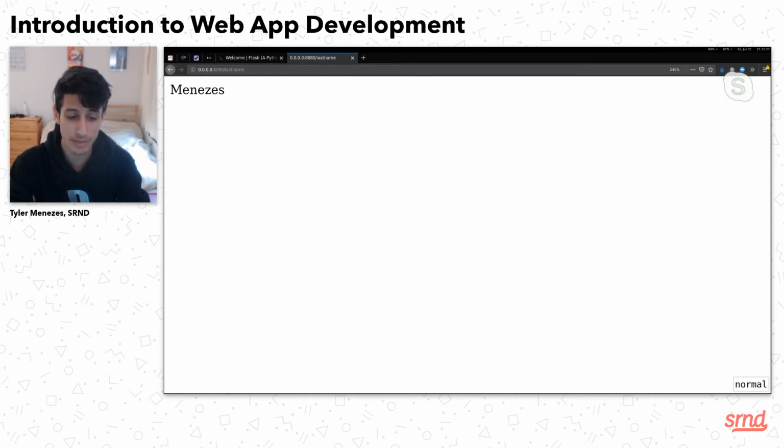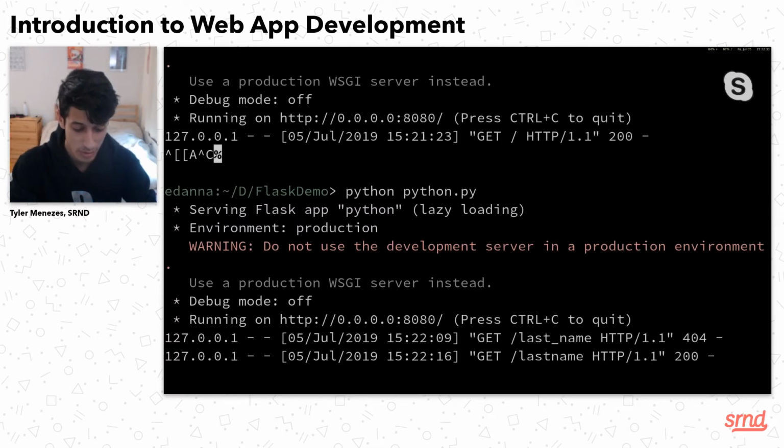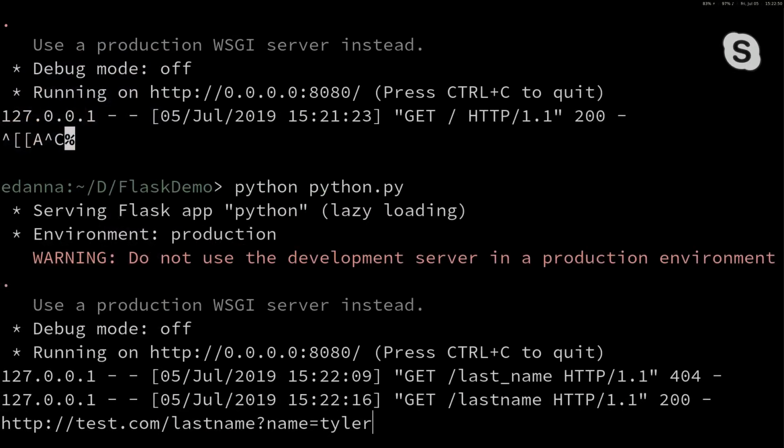So you've probably seen this before, and I apologize, it's a little bit difficult to see the URL bar. I can type it out up here. But you'll often see something like this, test.com/last_name, question mark, maybe first name equals Tyler, right? Or just name equals Tyler. We'll do something like that. This question mark part is what's called a query string, and we can access those in Flask as well.